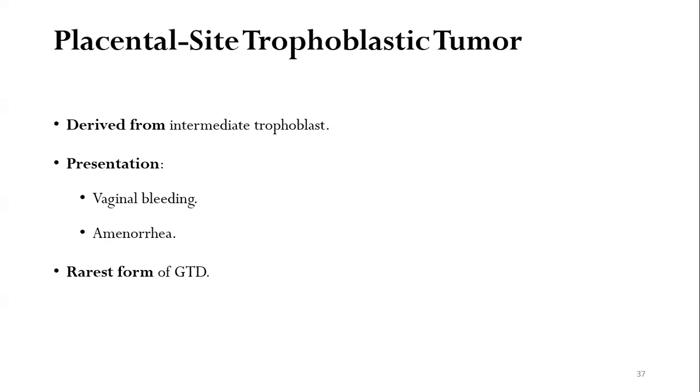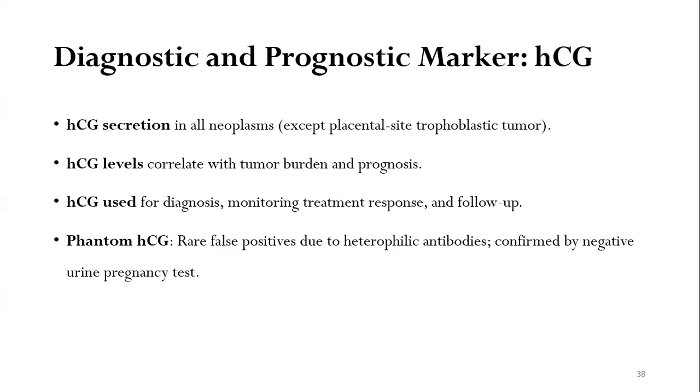And placental site trophoblastic tumor is the rarest form of gestational trophoblastic disease. It is derived from the intermediate trophoblast, and it can present with vaginal bleeding or amenorrhea. Now, what are the diagnostic and prognostic markers of gestational trophoblastic disease? The best marker is HCG. HCG secretion is seen in all neoplasms except placental site trophoblastic tumor. HCG levels correlate with the tumor burden and the prognosis. HCG is used for diagnosing, monitoring the treatment response, and also follow up.